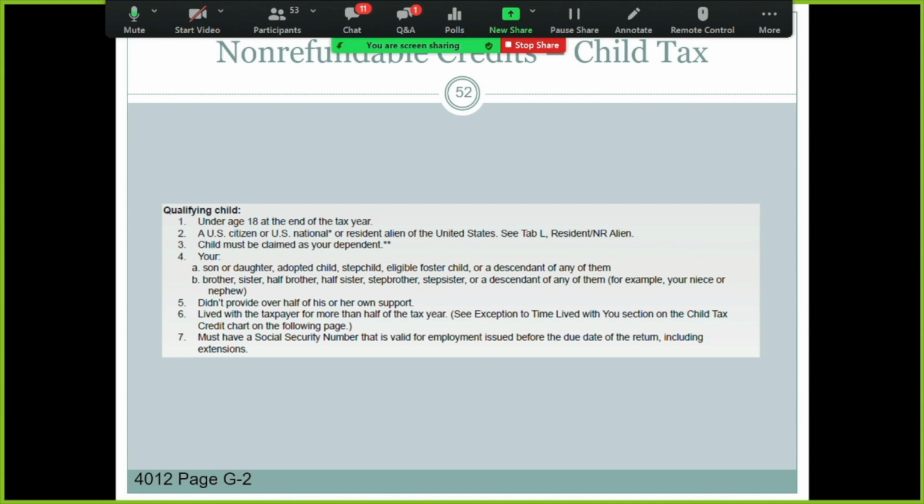And they must have a Social Security number that is valid for employment issued before the due date of the return, including extensions. So children that have ITINs are not eligible for this credit.